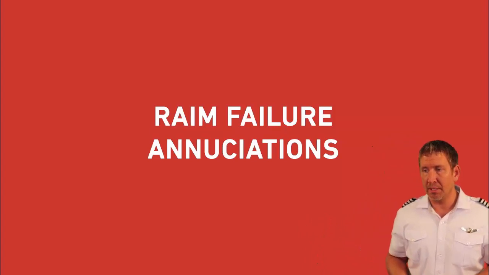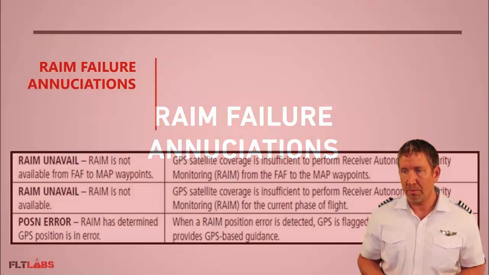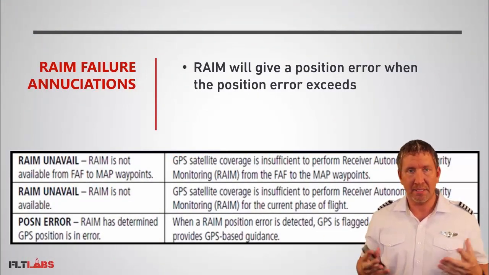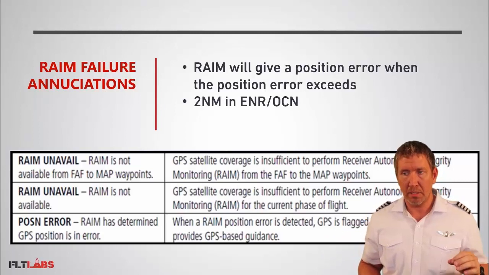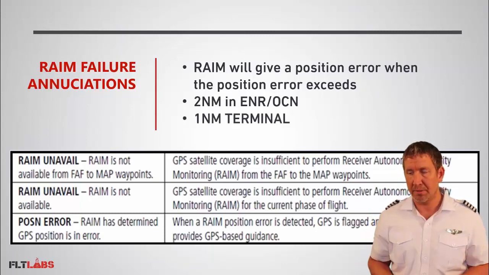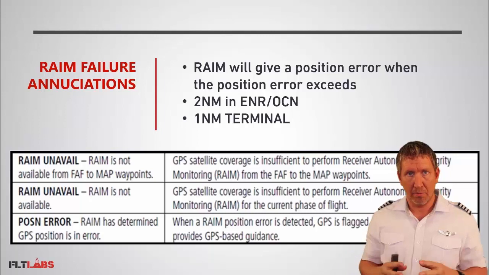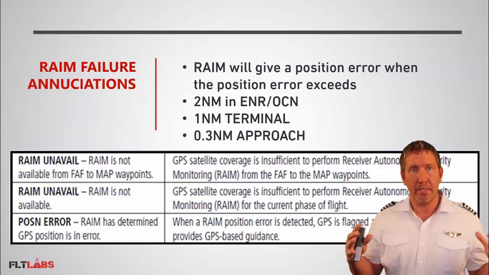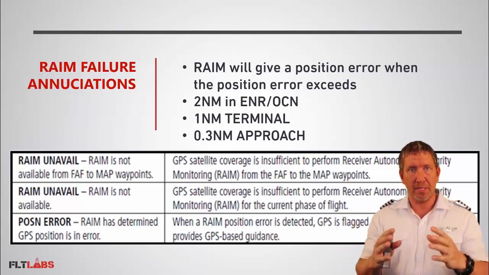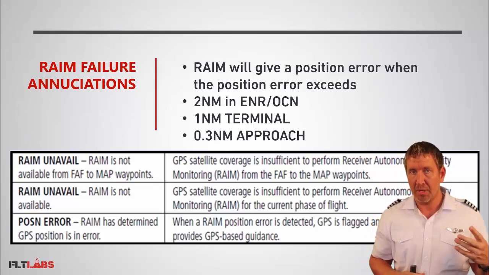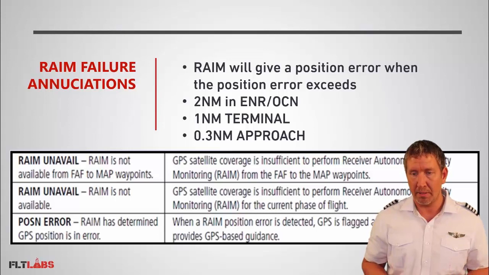So RAIM failure annunciate. What's it going to look like when we have a RAIM failure? The RAIM will give a position error when we exceed certain limits. That's going to be if we're in the en route environment. If we're more than 2 miles from where we're supposed to be, we'll get a RAIM enunciation. 1 mile if we're in the terminal area, and 0.3 if we're on an approach. What we're talking about here is that at different phases the signal needs to be more accurate, and if it's not in that accuracy, we're going to get this RAIM failure.